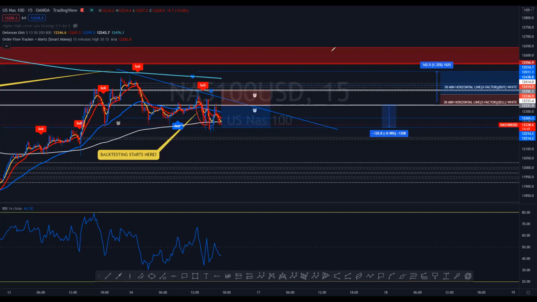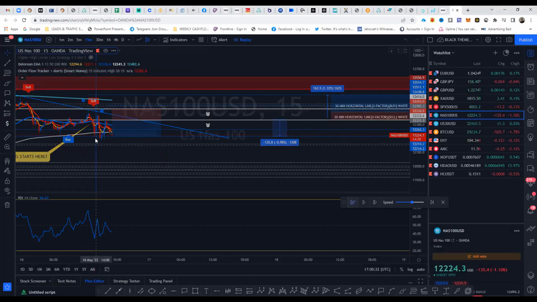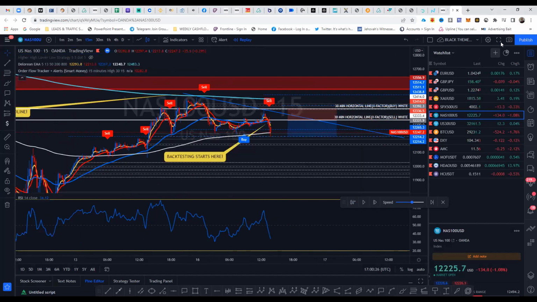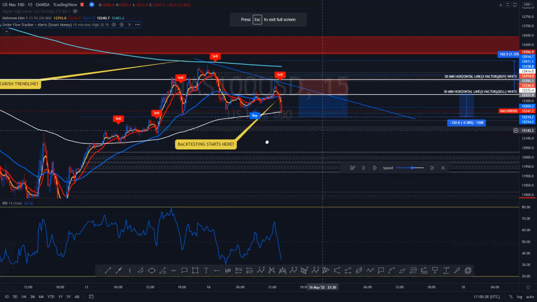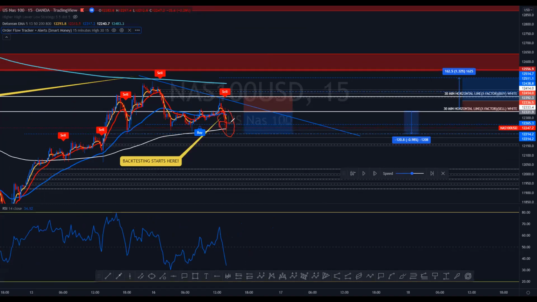So let me go ahead and activate my replay tool so I can show you what I got in, and then I want to start the process. So I pretty much got into all of this here. It smashed my first take profit. I believe I closed my first partial trade then, and then closed, I think, when it got close to my second take profit.